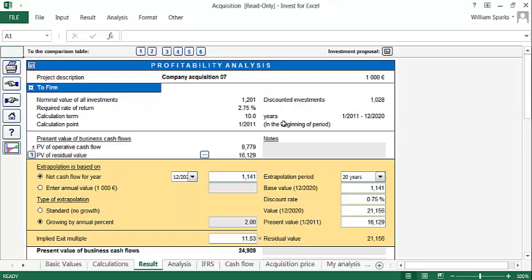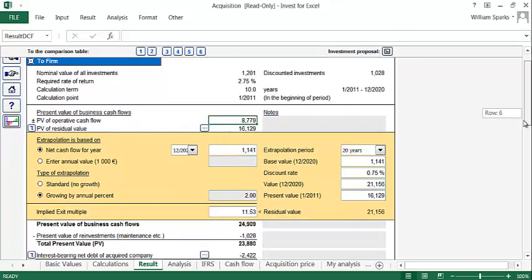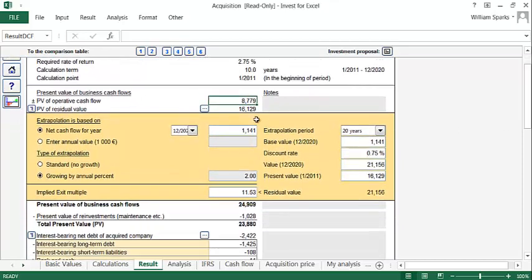So we have this present value of operating cash flow, 8,779,000. So this is 10 years of cash flow. And then we have the residual value, 16 million. That's what happens after 10 years. And in this case, the open one is limited to 20 years, not perpetuity, but 20 years. So it's extrapolation of 20 additional years, so total 30 years.